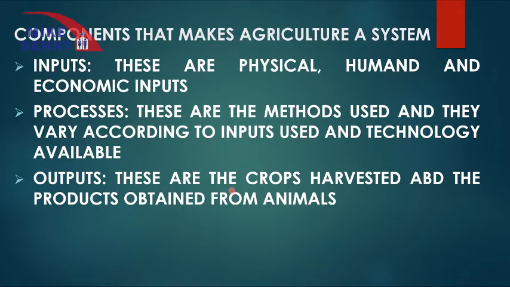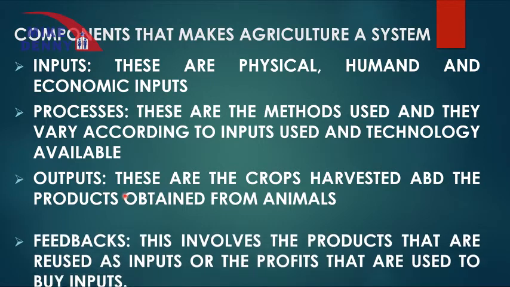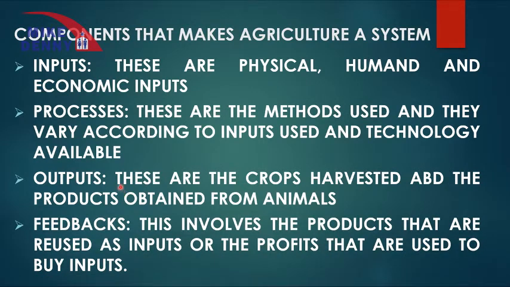There's another important component of agriculture as a system, which is the feedback. The feedback is actually what is invested back into agriculture as input, because maybe after having obtained the crop, some of them can be reused as manure, or after having had the profit, you can reinvest by buying some of the inputs into the farm. So we have inputs, we have processes, we have output, and we have feedbacks.